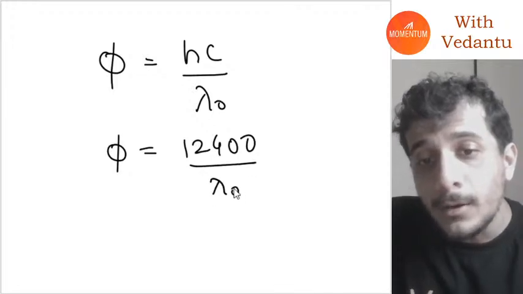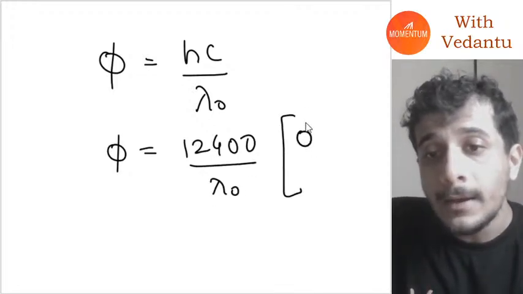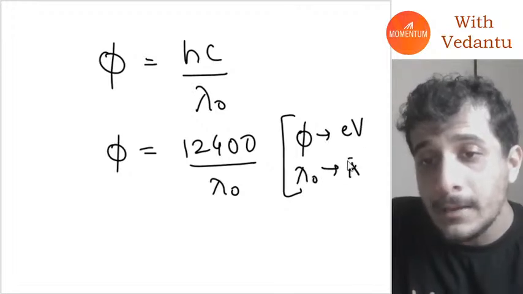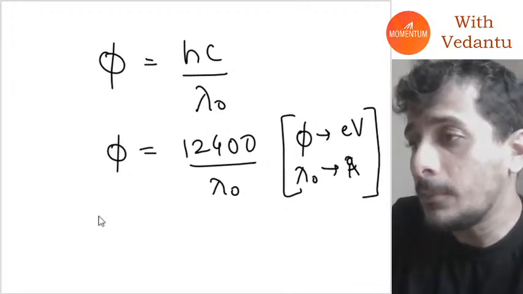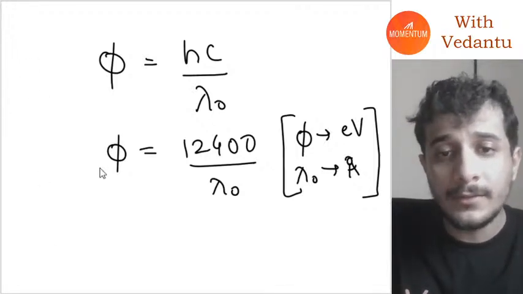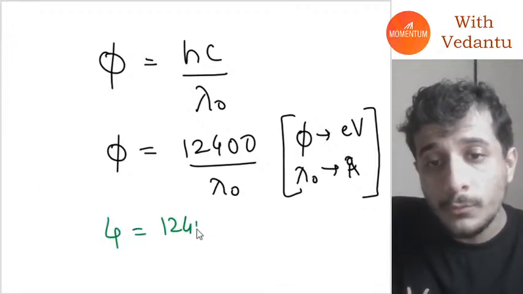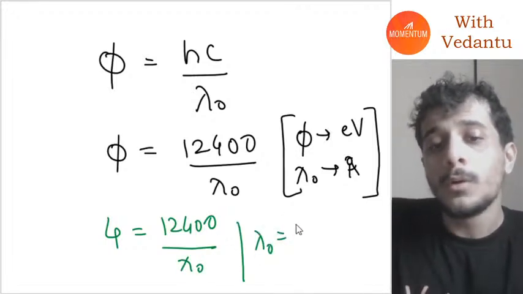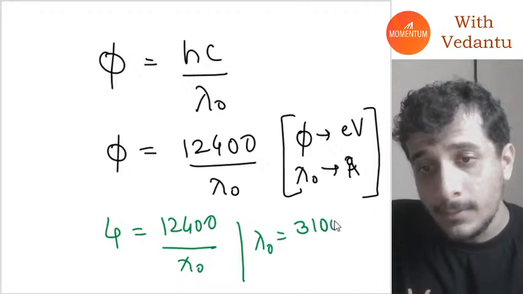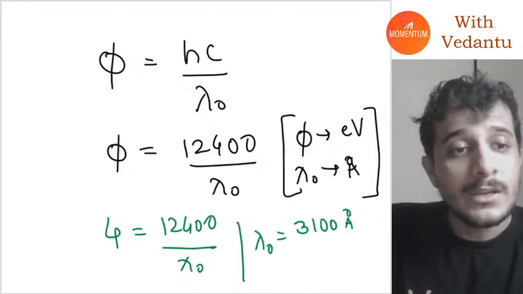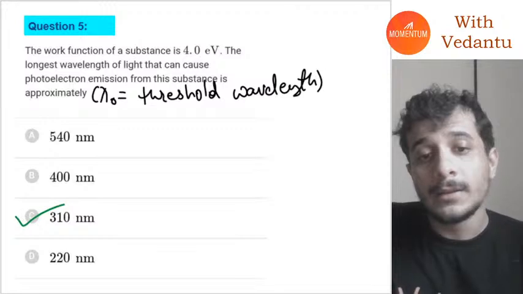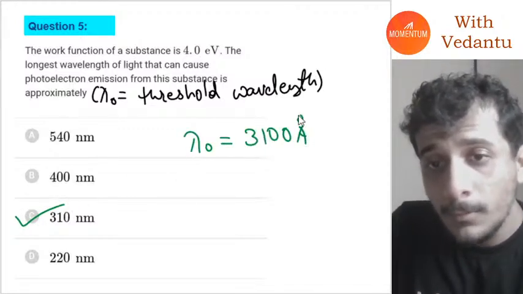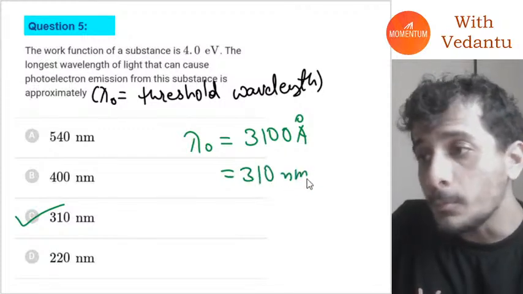So, for that, you can use the formula phi is equal to 12400 divided by lambda naught. Here you have to remember that phi will be in electron volts in this formula and lambda naught will be in angstrom. This is the shortcut formula everybody should know. 4 is equal to 12400 divided by lambda naught, so lambda naught is 3100 angstrom, which is 310 nanometer.